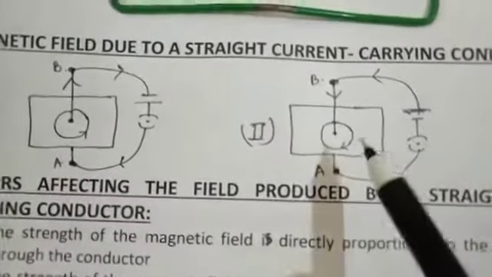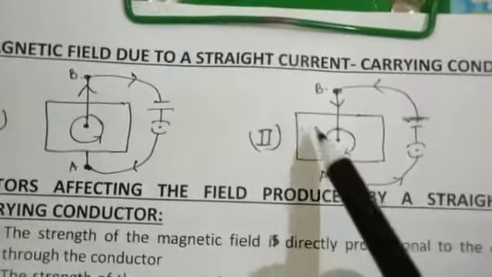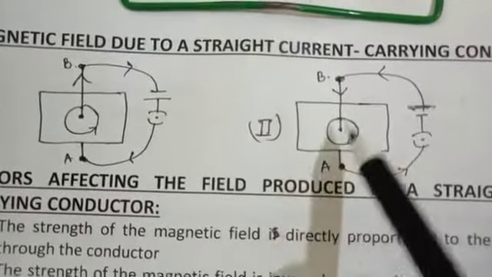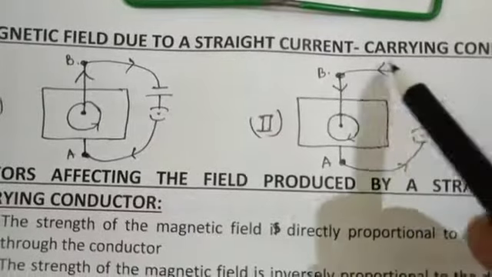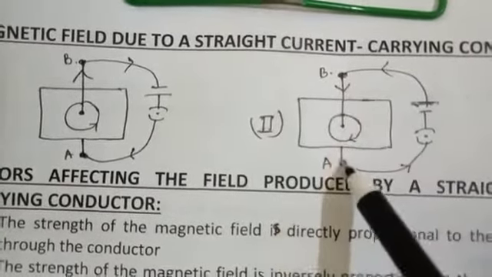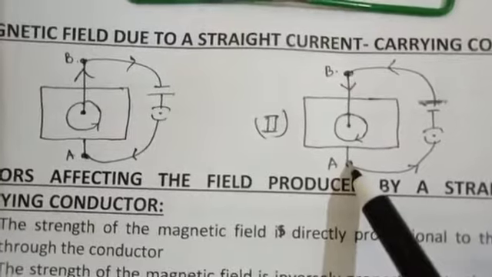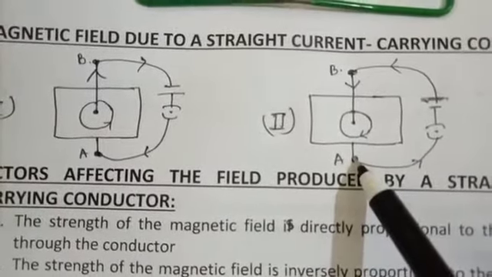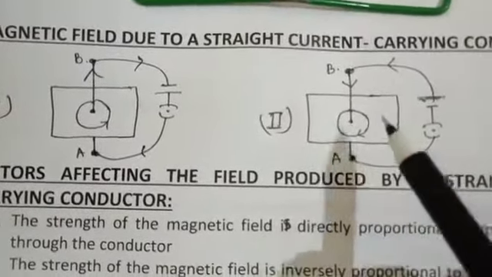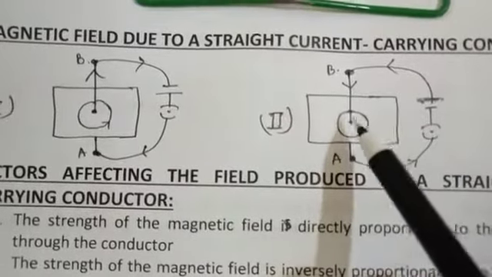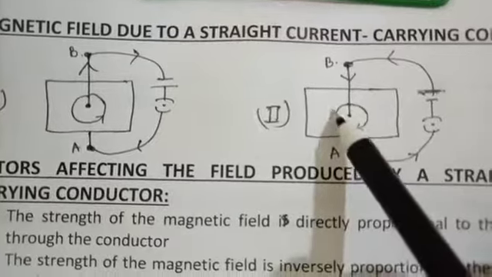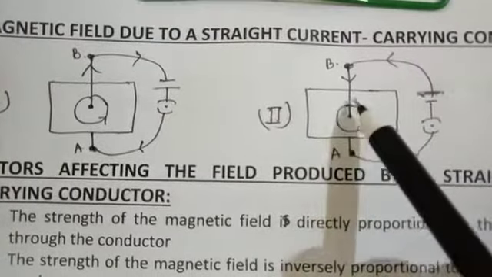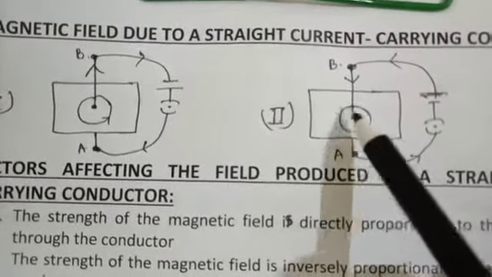If we come to diagram number 2, again this is the cardboard, this is the straight conductor, and now the current is entering from B and it is coming out from A. And if we use the concept of the right hand thumb rule, we will find out that around this conductor we will have concentric rings, which represent the clockwise direction of the magnetic field.